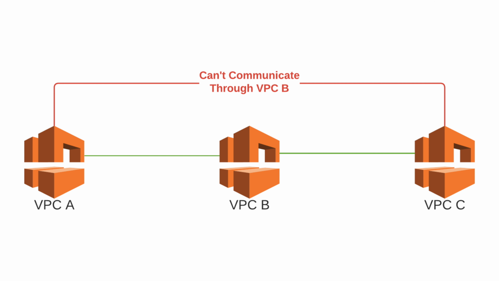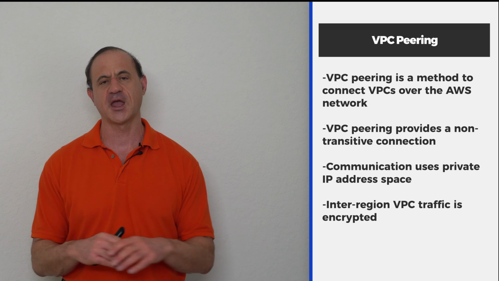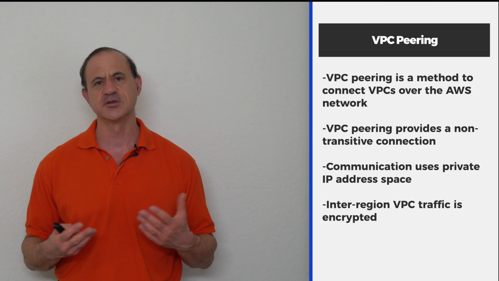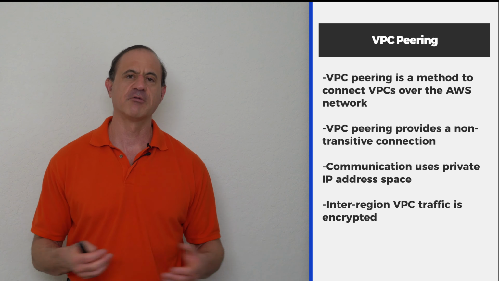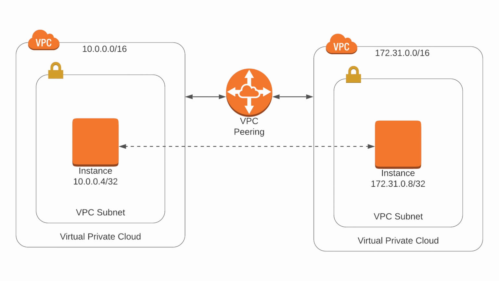Now with VPC peering, your communication is going to go over that AWS high performance backbone, and it's going to use a private IP addressing space. And your inter-region VPC peering traffic is going to be encrypted. So you've got secure, high-performance connectivity with VPC peering. And as you can see in this diagram, basically we have two VPCs and they're peering across the AWS backbone.